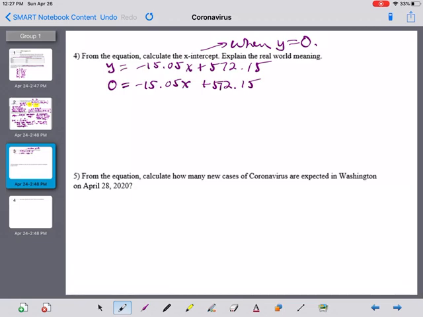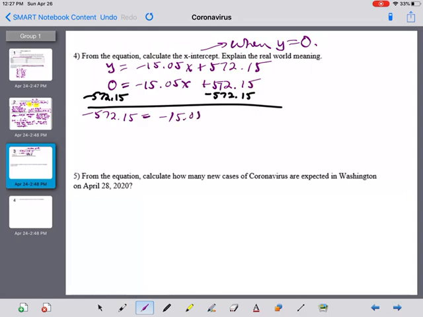Now we get x by itself. So solve the equation by subtracting 572.15 from both sides. So negative 572.15 equals negative 15.05x. Divide both sides by negative 15.05. And this is going to be 38. So what does that mean? This is an interesting one. So 38 comma 0 is the x-intercept.